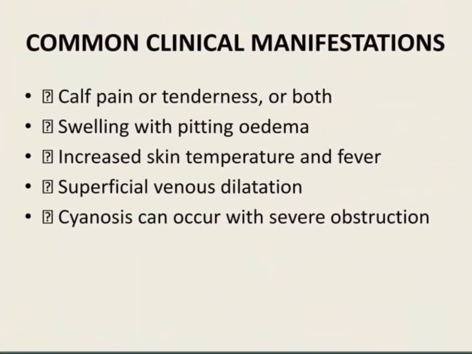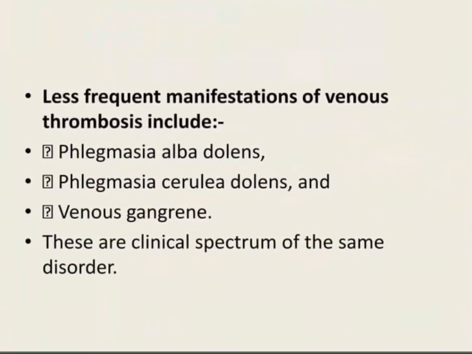Okay, so common clinical manifestations which are unilateral can be calf pain or tenderness, there'll be swelling, pitting edema, there will be increased temperature and fever. How do you check for that increased temperature? You need to check the temperature for both legs and compare. Okay, you need to check for superficial venous dilatation. You need to check for cyanosis, which can occur with severe obstruction. Okay, because there's not enough oxygen propagating in one direction. You find that there's increased accumulation of carbon dioxide, so the patient's leg will appear cyanotic. Okay, so we need to check for all those things.